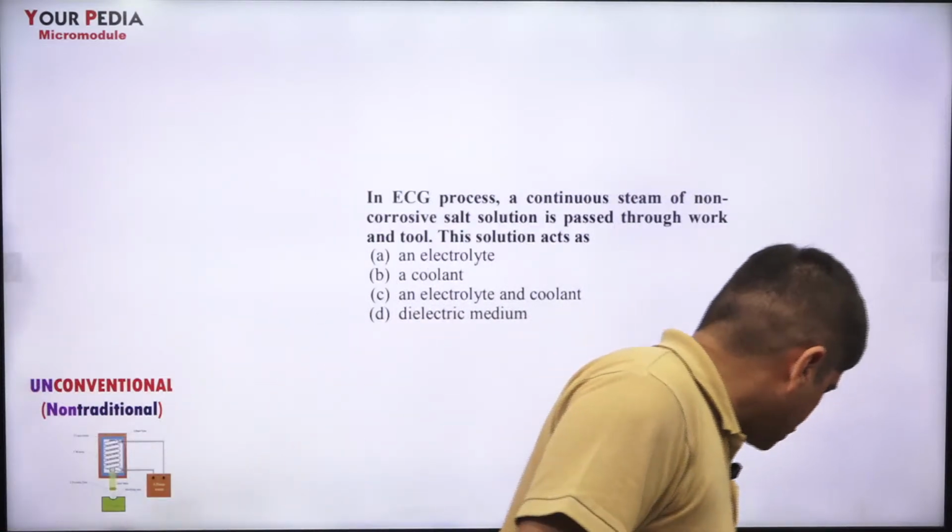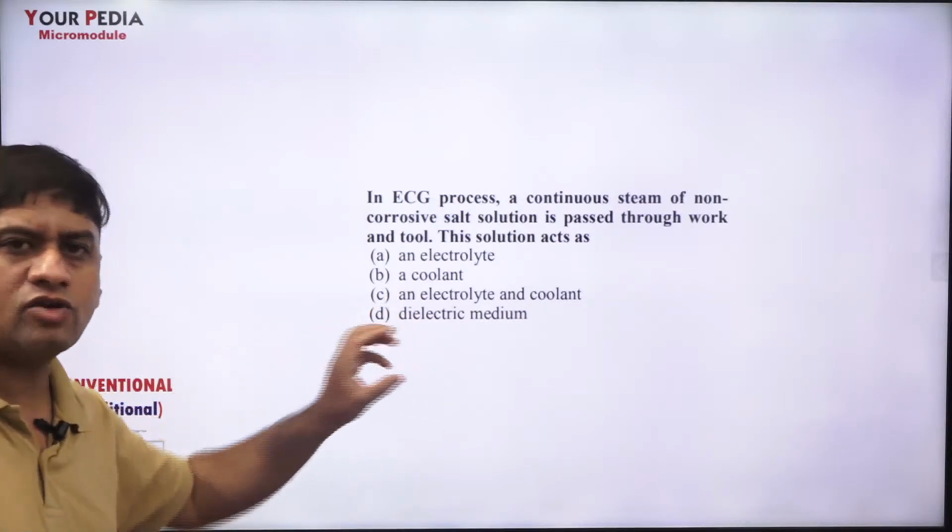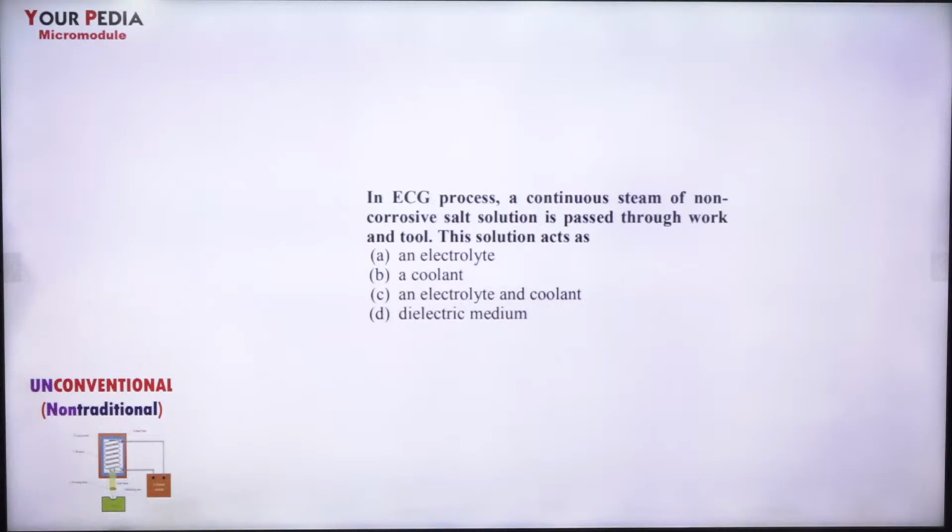So what do you think the solution will act as? In the electrochemical grinding process, a salt solution is used. What is this salt solution used as? Only coolant, only electrolyte, or electrolyte and coolant both?